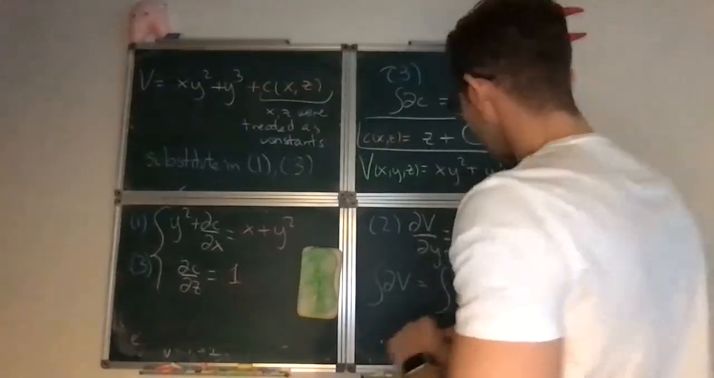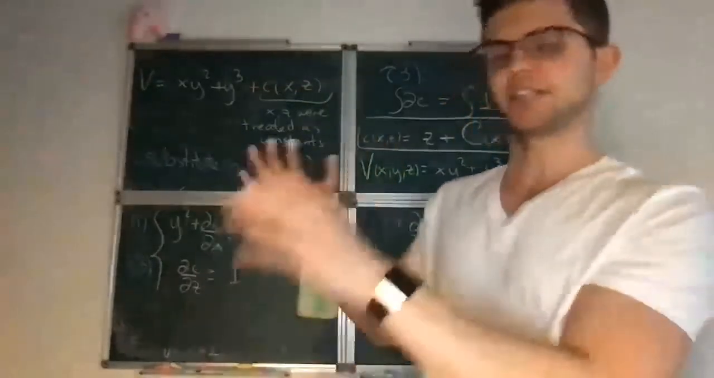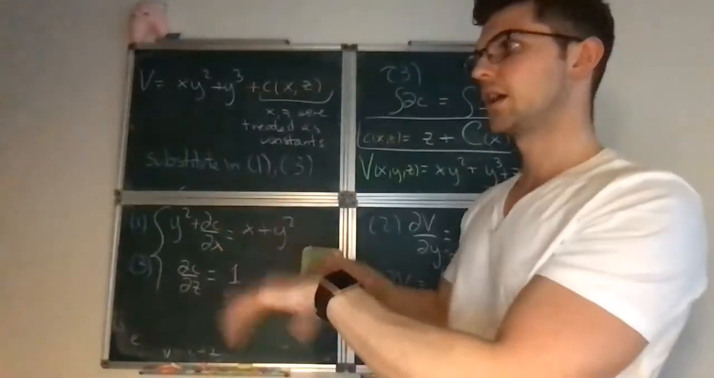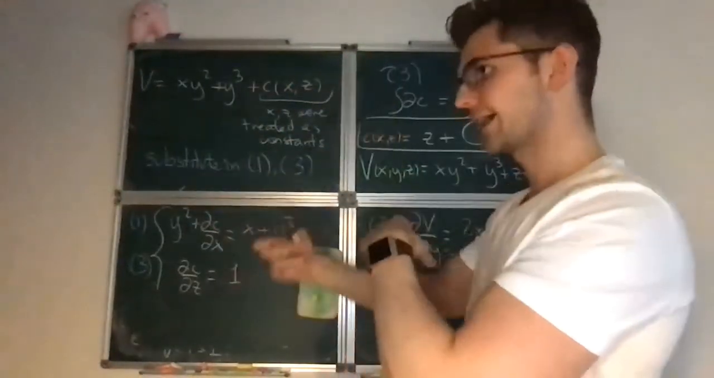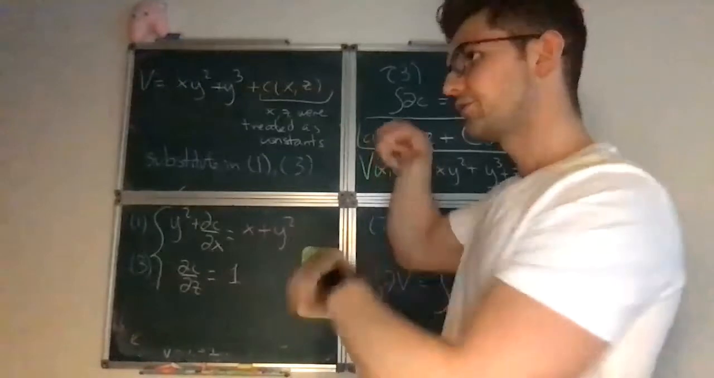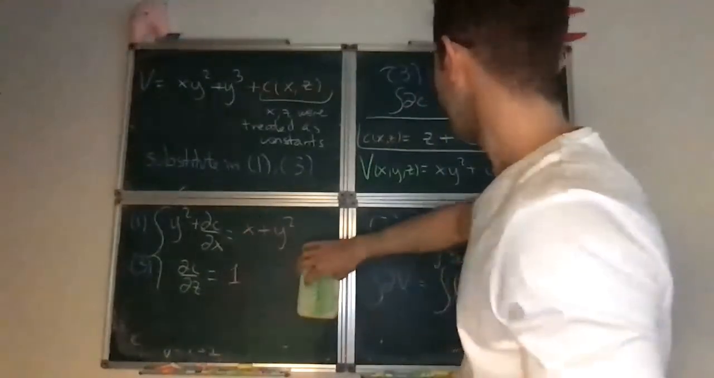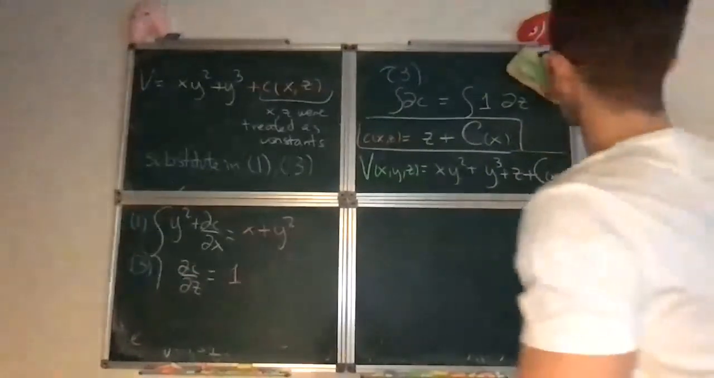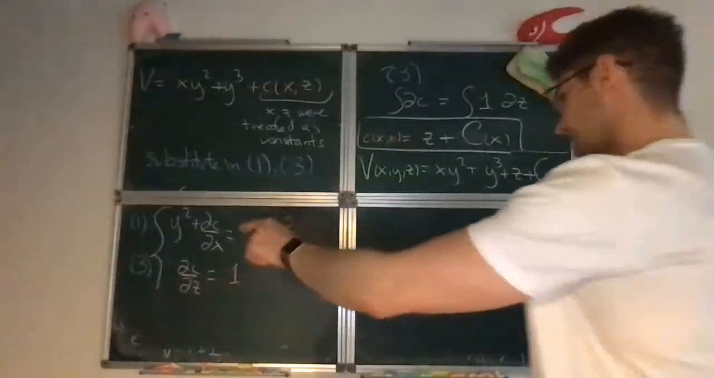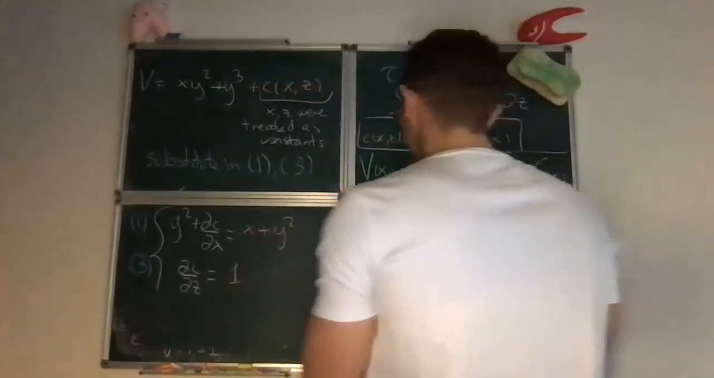So the point is that you start with one of the equations, integrate, get a function, then substitute it into the other equations, integrate again, get a new function, and then you finally apply it to the last equation that you haven't used. And so which equation haven't we used? Well, we haven't used equation 1.